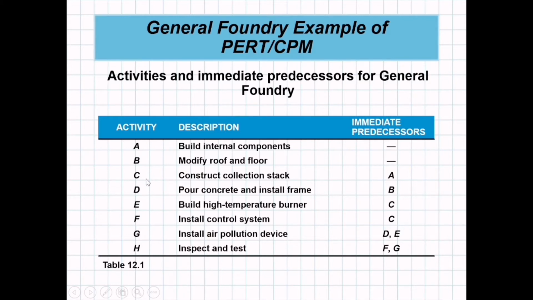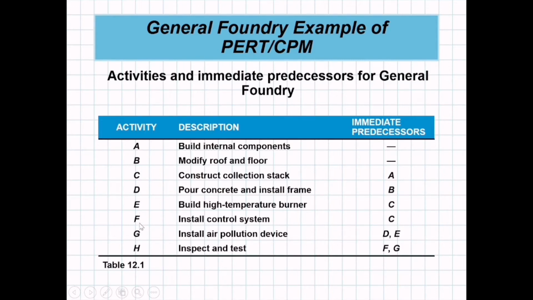This means, class, that you cannot construct collection stack unless you are done with its immediate predecessor, which is activity A, build internal components. So in other words, you need to finish first building internal components before you can proceed with constructing collection stack. The same with activity D, pour concrete and install frame. You need to finish first activity B, or the immediate predecessor, that is modifying roof and floor, before you can pour concrete and install frame.